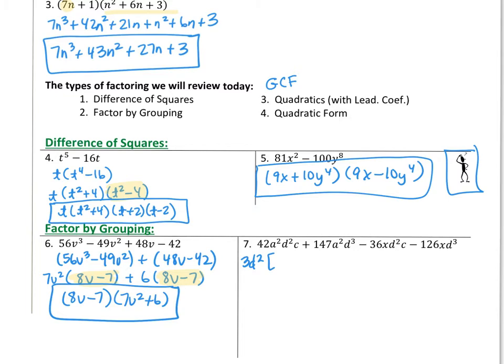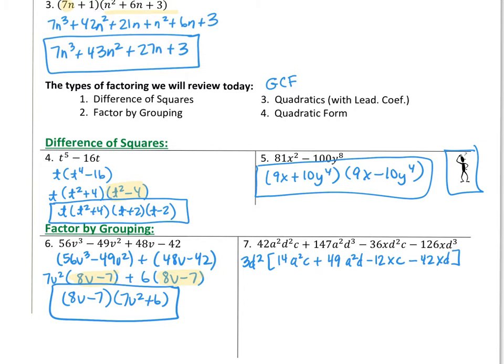All right, so in this first one we have 14a^2c plus, let's see, 147 divided by 3 is 49a^2d minus 12xc minus 42xd. Wow, that's a lot of stuff there.